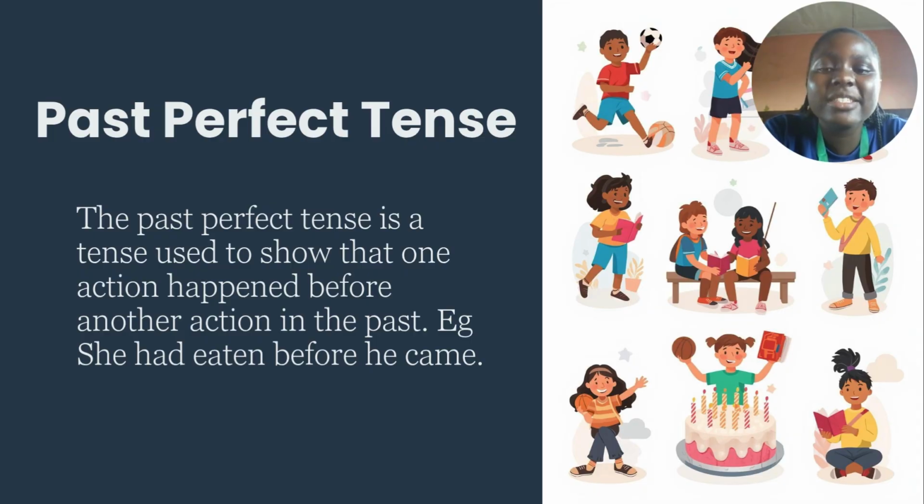The past perfect tense is a tense that shows that one action happened before another action in the past. Example, she had eaten before he came. She had eaten. It also indicates completeness, a completed action. Are you seeing it? It's not something that you can make amends. The action has been completed already.